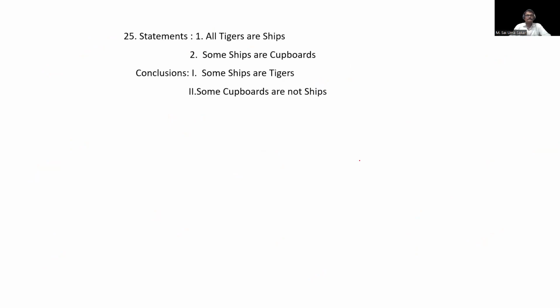Right, 25th one. All tigers are ships. So some tigers are ships, some ships are tigers. So first one is a valid conclusion. Some ships are cupboards means some cupboards are ships should be there. Some cupboards are not ships is not correct. So first one is valid. Next, immediate inference is not possible and complementary pair is also not possible.